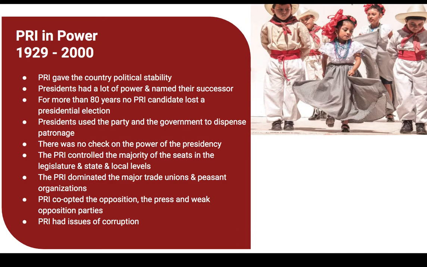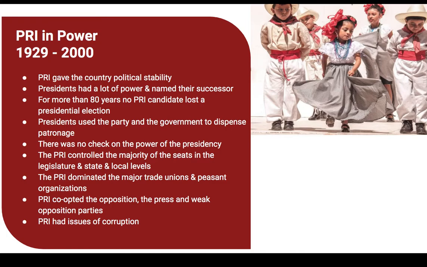The PRI dominated the major trade unions and peasant organizations, which meant that the party founded the trade unions and the peasant organizations. So in the United States, we have interest groups which are lobbying the Democratic and Republican parties, but they were not founded by the political parties themselves. They're trying to influence the political parties. Sometimes they fight with the political parties. But what the PRI had was a system where they created these trade unions and peasant organizations to look like they were getting democratic input when really they were run by party activists who were basically doing the party and the president's bidding.